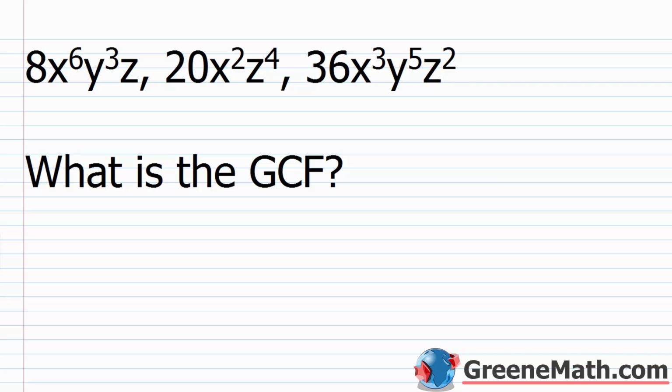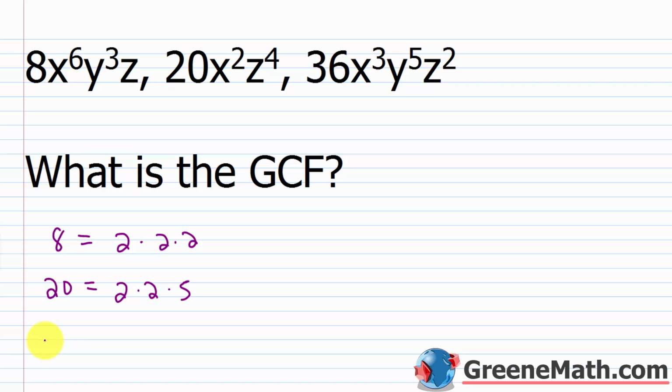All right, let's look at another example. So we have 8x to the 6th power y cubed z, 20x squared z to the 4th, and 36x cubed y to the 5th z squared. So what is the GCF, or again, the greatest common factor? So for the numbers, I'm going to factor each one. So 8 factors into 2 cubed, or 2 times 2 times 2. 20 factors into what? We know it's 4 times 5. 4 is 2 times 2.